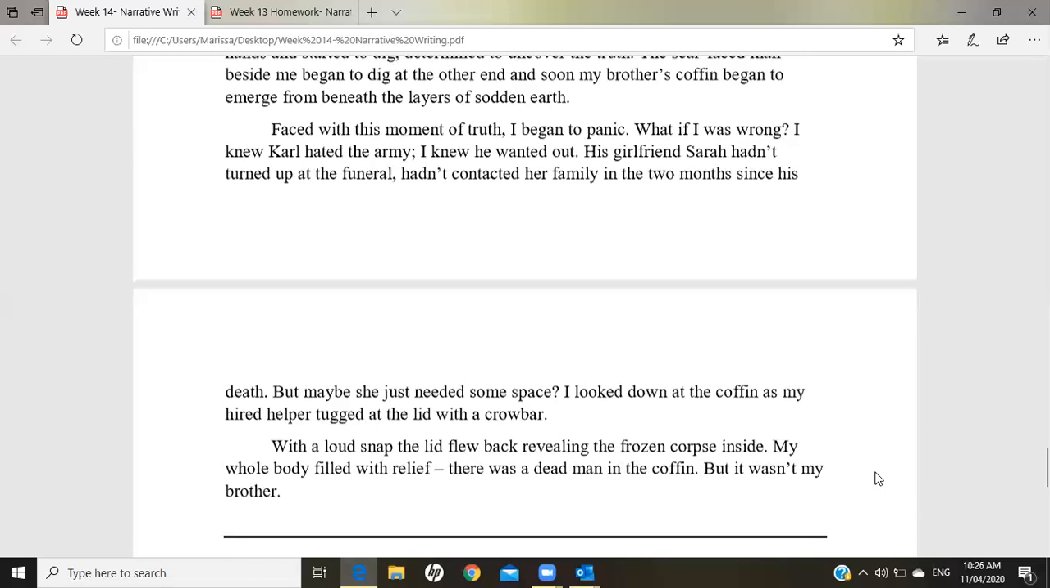Yeah, because when she opened the coffin, it wasn't her brother. So she automatically knew something was wrong. Jada, I think you wanted to say something.